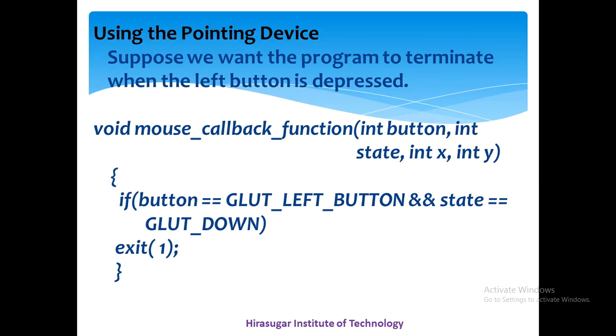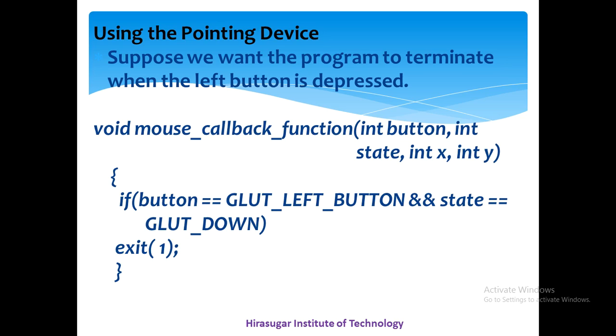Here, using the pointing device, we have written one example. Suppose we want the program to terminate when the left button is depressed. My intention is to use the left button, and I want to terminate my program when I release it. Don't terminate my program during the press time of the left button of my mouse. Terminate my program if I release the left button of my mouse.